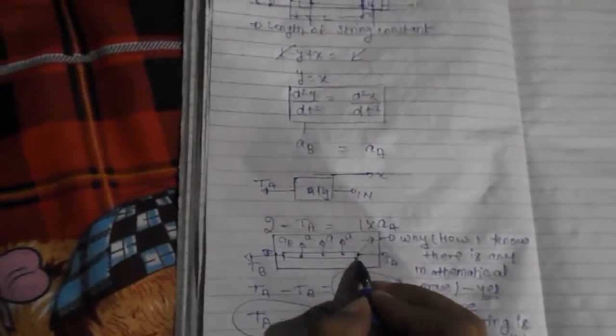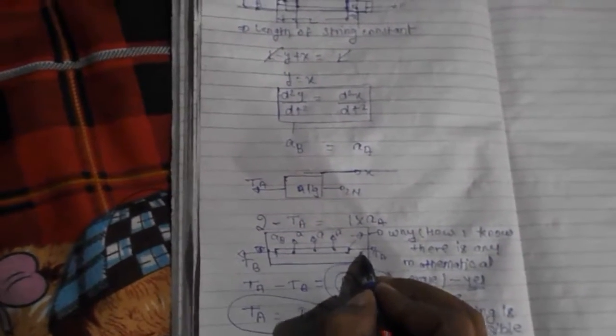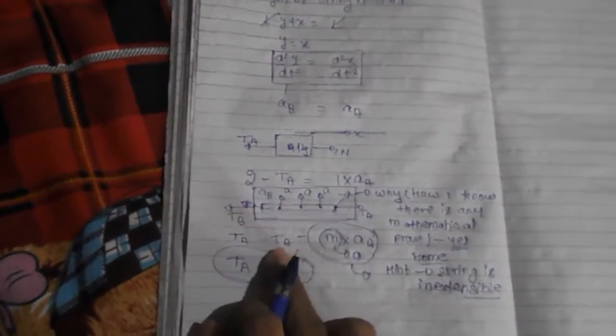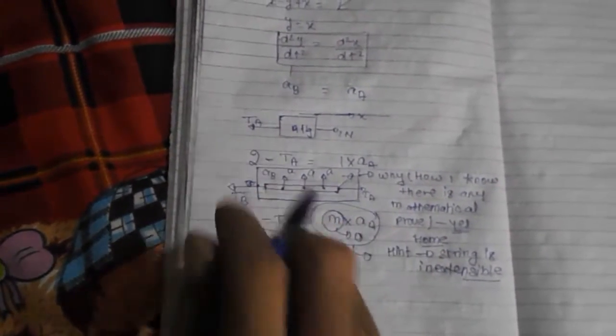What will be the tension at this point? Same. What is the tension at this point? T. What is the tension at this point? T. What is the tension at this point? T. Why? Because it has 0 mass. If the mass is 0, then the tension will be the same.